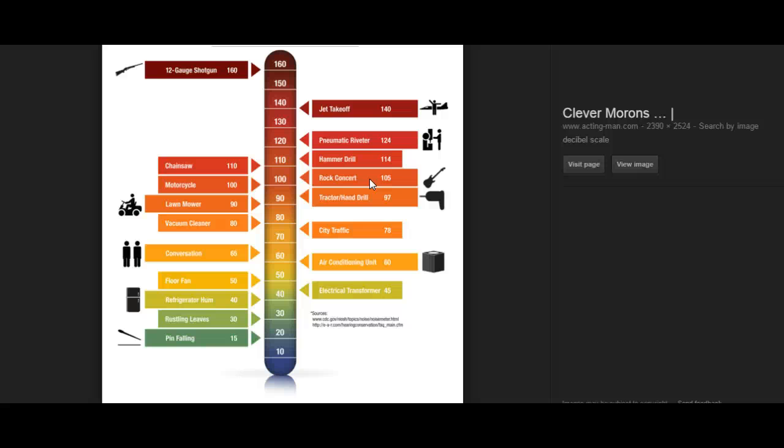Electrical transformer. We've all heard the hum of one of those, 45. Floor fan 50, air conditioner unit 60. They say conversation is 65. City traffic 78, so just go stand, elbow in the thing. Vacuum cleaner 80, lawnmower 90, tractor or a hand drill 97, motorcycle 100, rock concert 105, chainsaw 110. Hammer drill 114, pneumatic, jet taking off 140, 12 gauge shotgun 160. What about that blue whale? I know, why is the blue whale not on here?